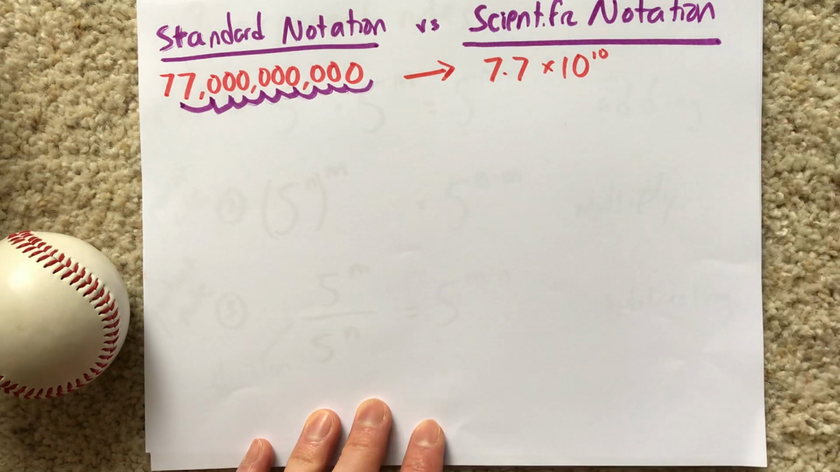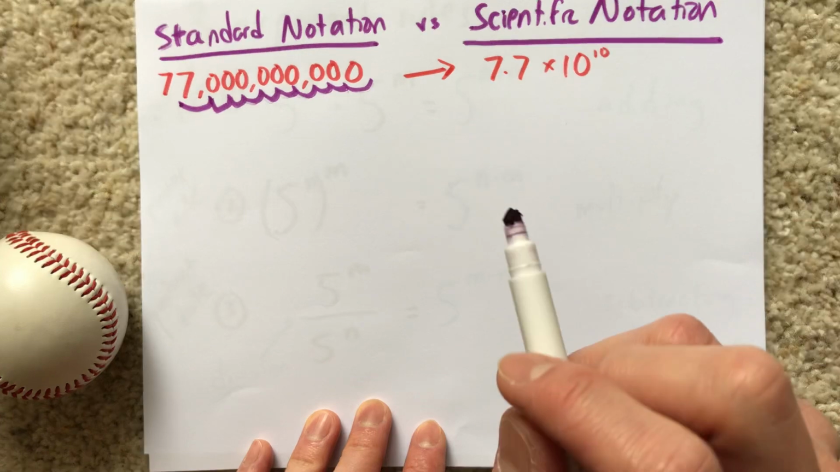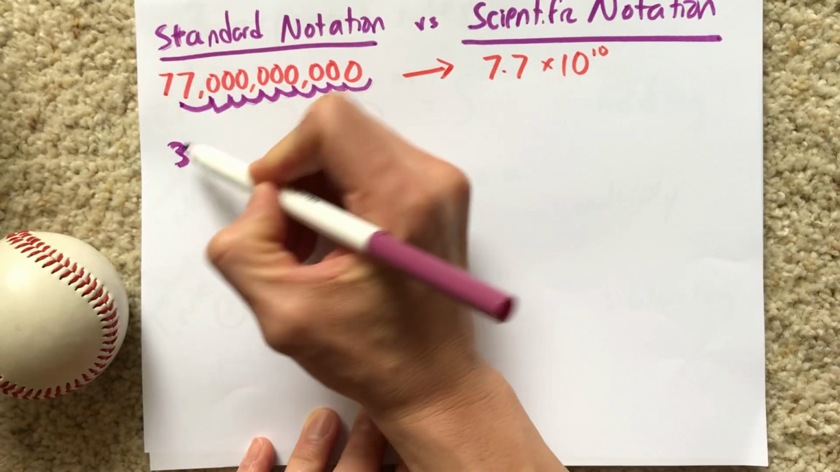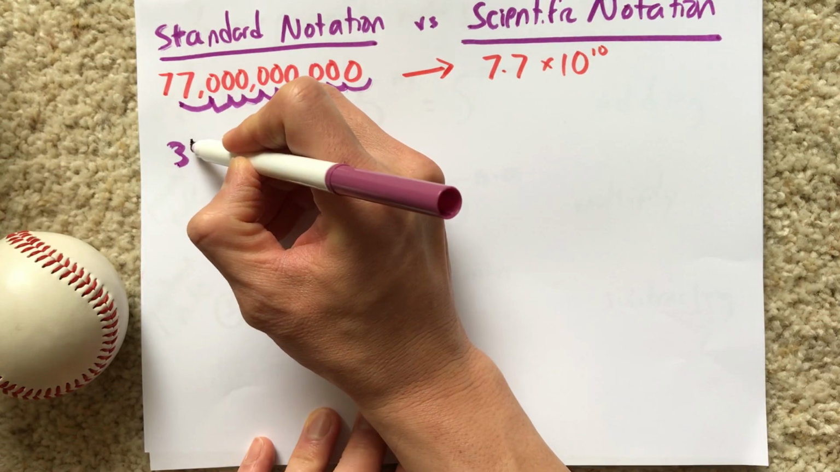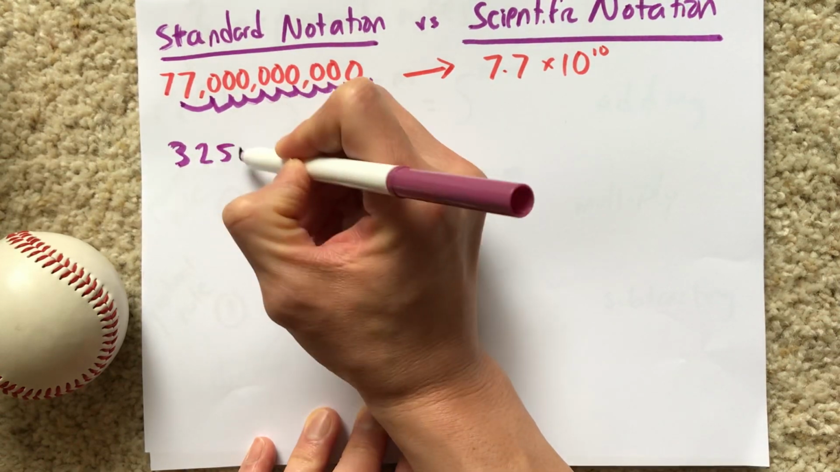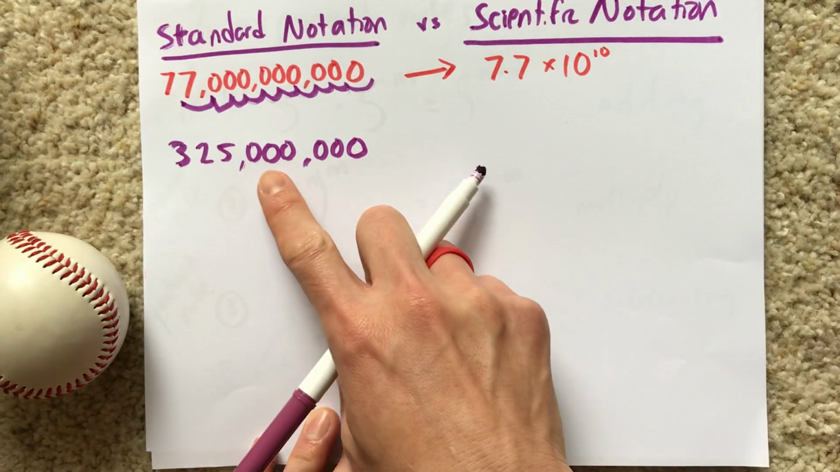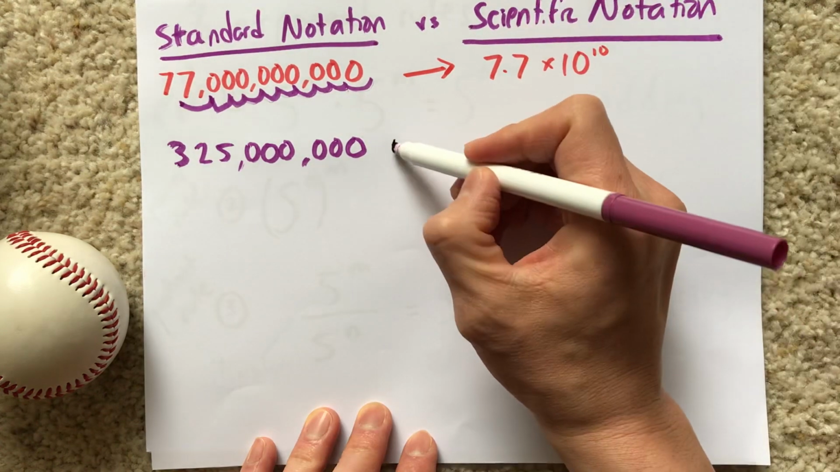All right, so let's try another number. 77 billion people is what we have in the world. Now, how about in the U.S.? Recent estimates show that we have 325 million. That's how many people we have in the USA, about.